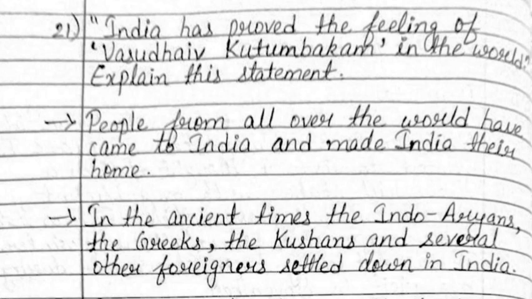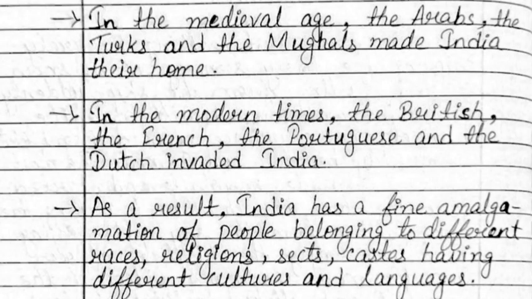People from all over the world have come to India and made India their home. In the ancient times, the Indo-Aryans, the Greeks, the Kushans and several other foreigners settled down in India. In the medieval age, the Arabs, the Turks and the Mughals made India their home.